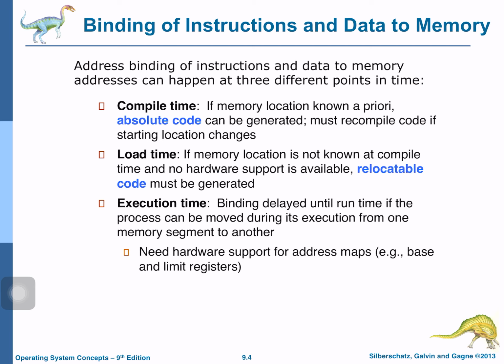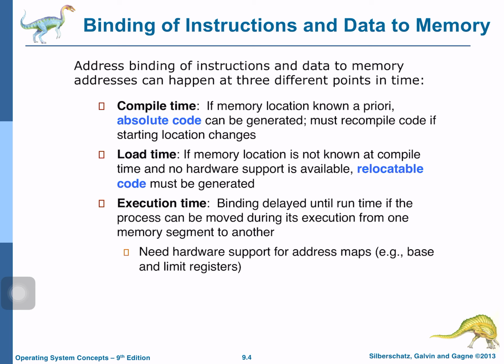Address binding can happen during compile time if the memory location is known a priori. Meaning that if during compile time the system already knows where this program is going to reside in memory, it will do the address binding there. So it will generate absolute code, and must recompile the code if the starting location changes. If there are any changes to the location in memory, the system needs to compile the program again.